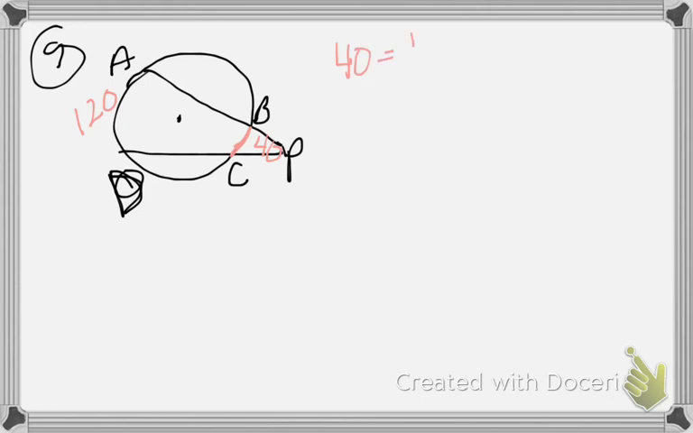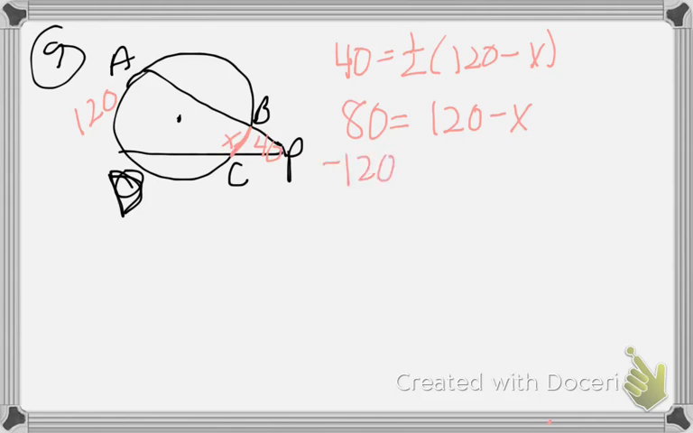So the angle is equal to 1/2 of the big arc minus the small arc. So we're going to call that x because we don't know what that is. Okay, multiply both sides by 2. Subtract 120 from both sides. Divide each side by a negative, and you will get that 40 equals x.